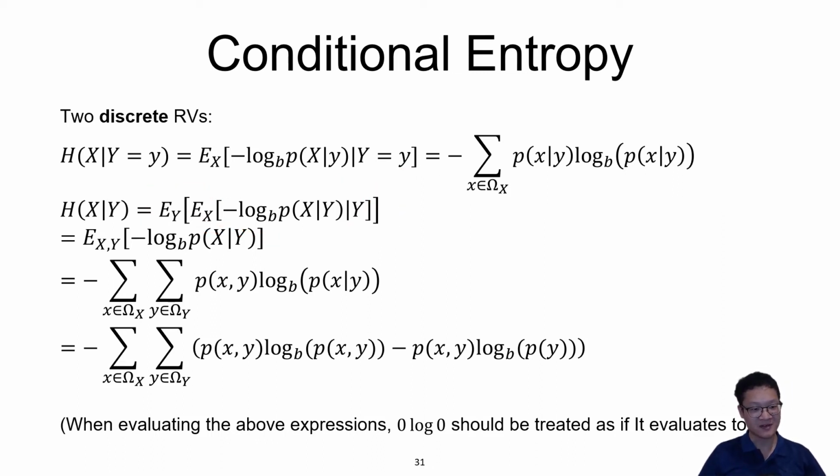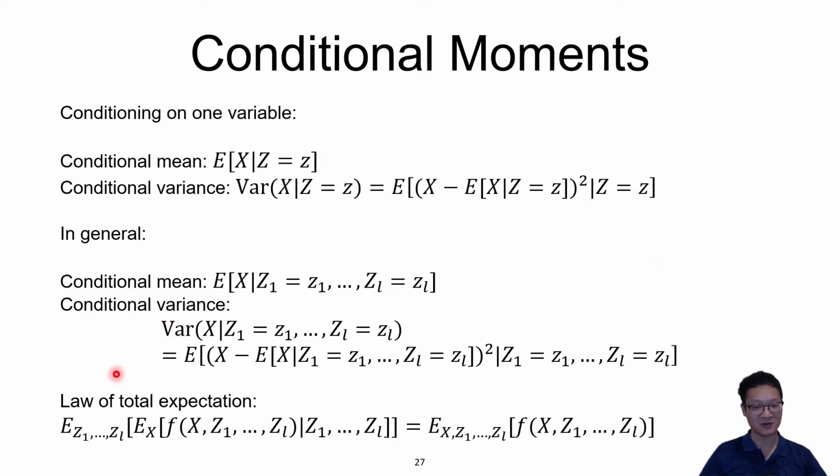We can simplify this expression a little bit by first using the law of total expectation to turn the nested E of x, E of y into the joint expectation over x and y. Sorry, I think I forgot to cover that. Let me go back a little bit. That was all the way back when we talked about conditional moments. The last part is the law of total expectation.